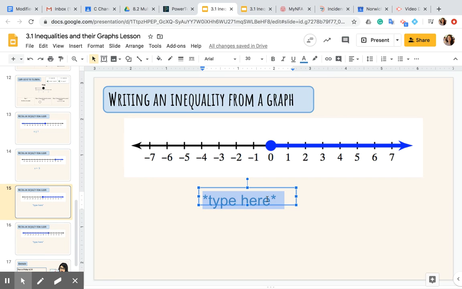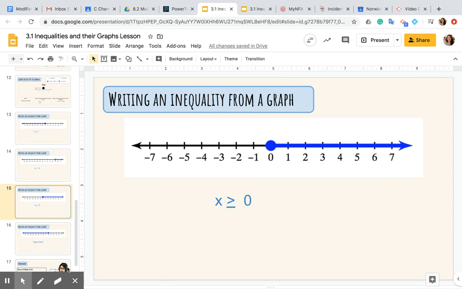Here's another one. I'm going to start by typing the number the circle is above, and I'm going to go to the left and add a variable. Now I need to figure out which direction I want my symbol to point. Well, if my shading is pointing to the right, I want my symbol to point to the right. Now I need to figure out, do I underline this or not? Well, my circle is closed. That means I want this to be greater than or equal to. So all I did was I highlighted the symbol and I clicked underline. Done. There's my final answer.